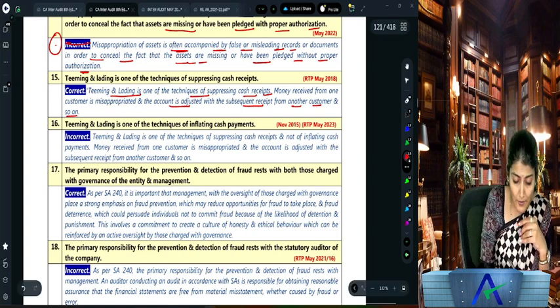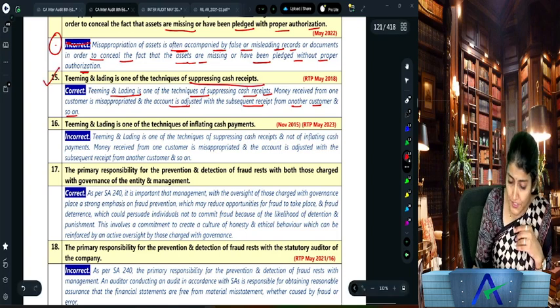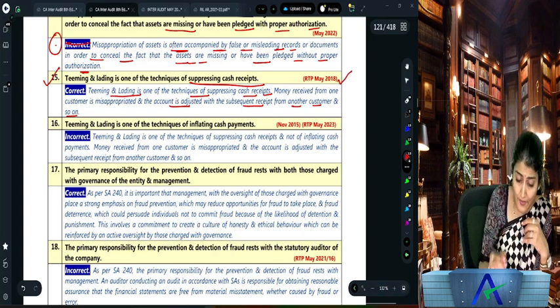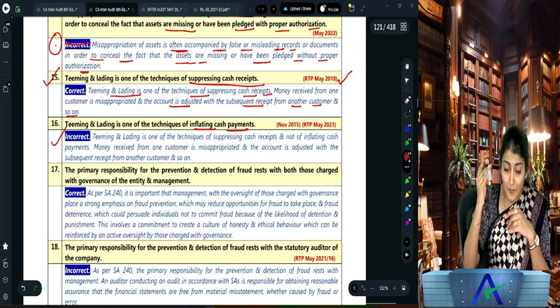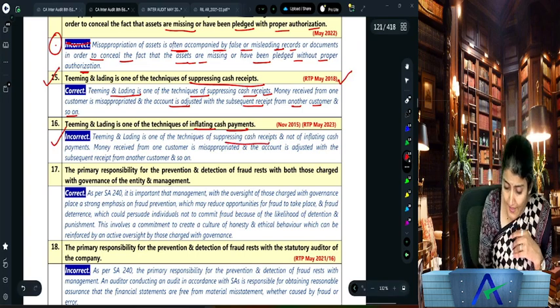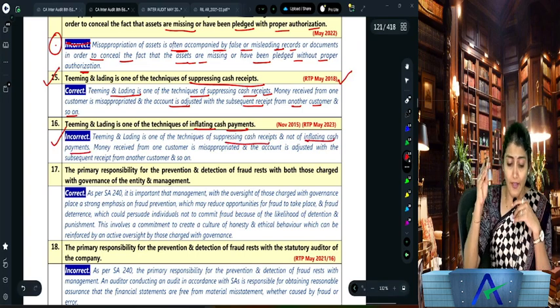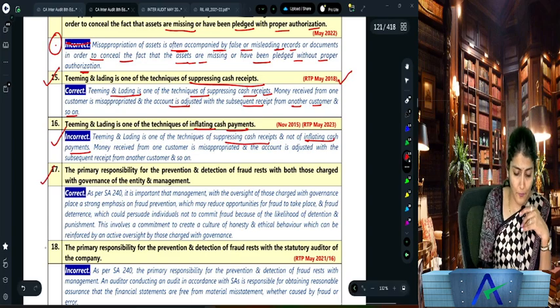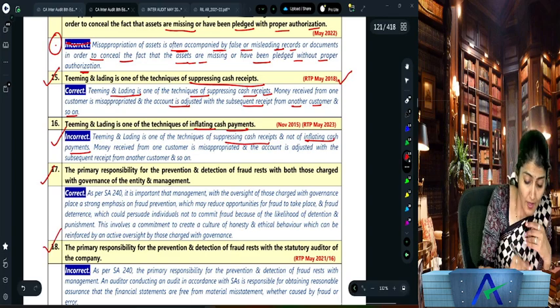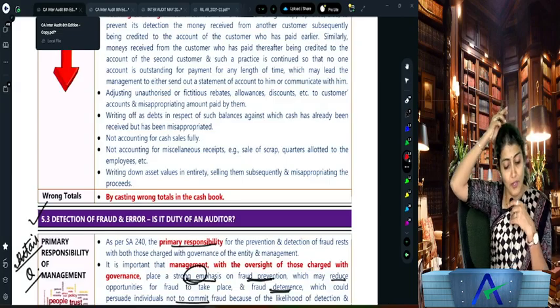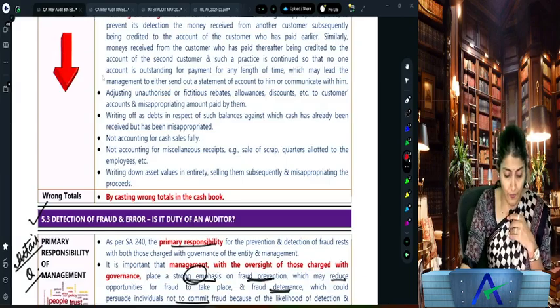Teaming and lading is one of the techniques of suppressing the cash receipts, correct. Is it one of the techniques of inflating the cash payments? No. It is the method of suppressing the cash receipts and not of inflating the cash payments. And this primary responsibility we have already seen. Okay, right. So now coming to the misappropriation of the assets.